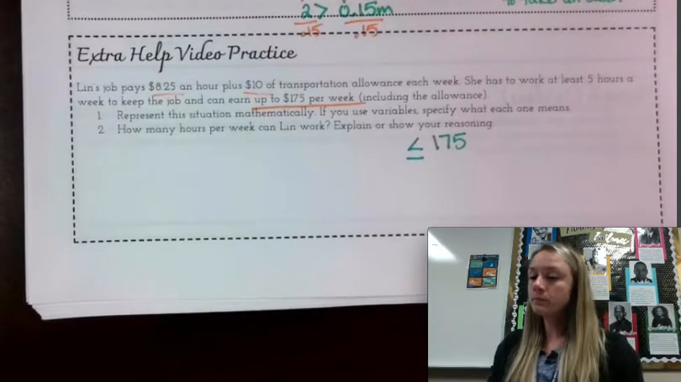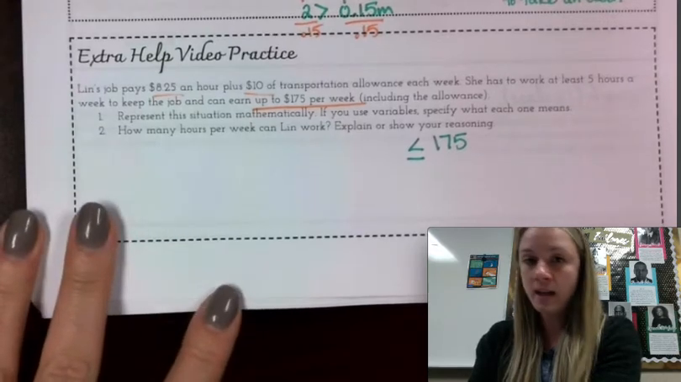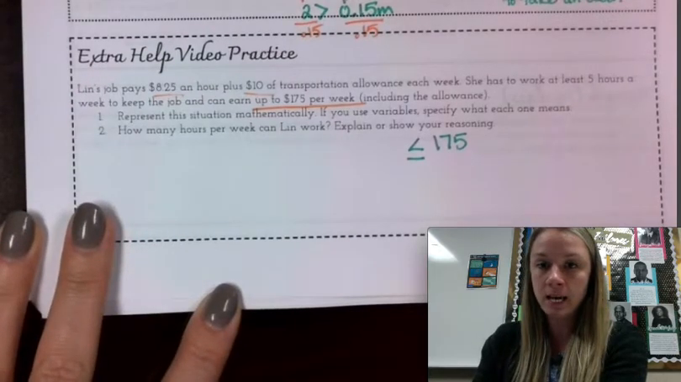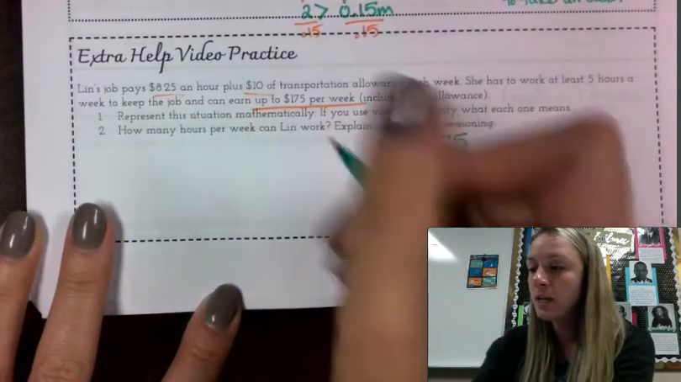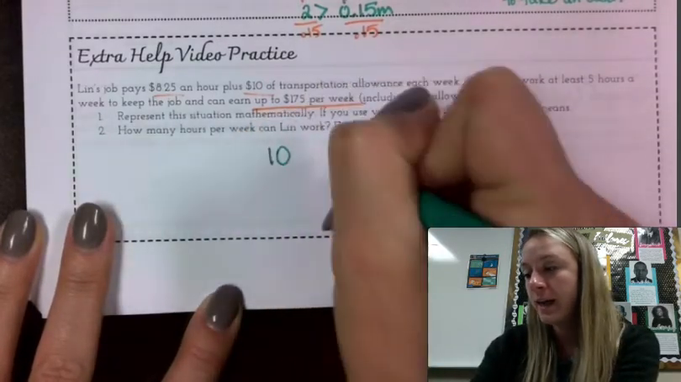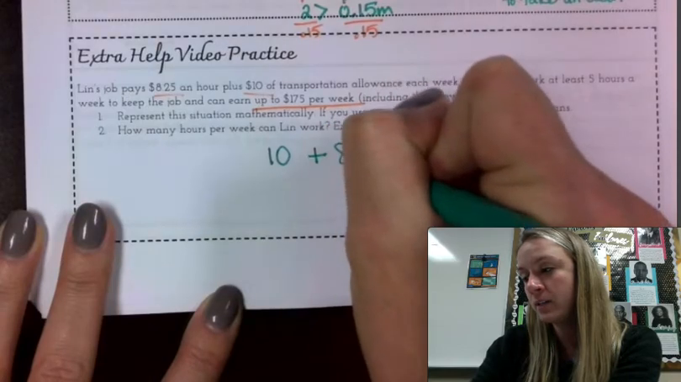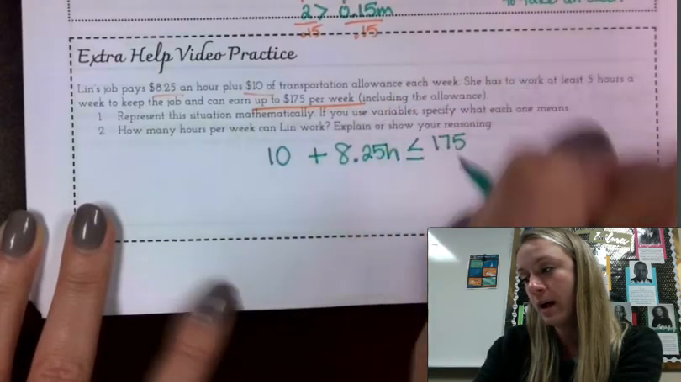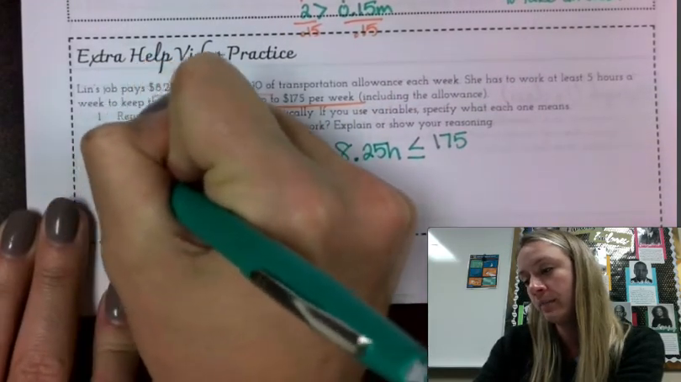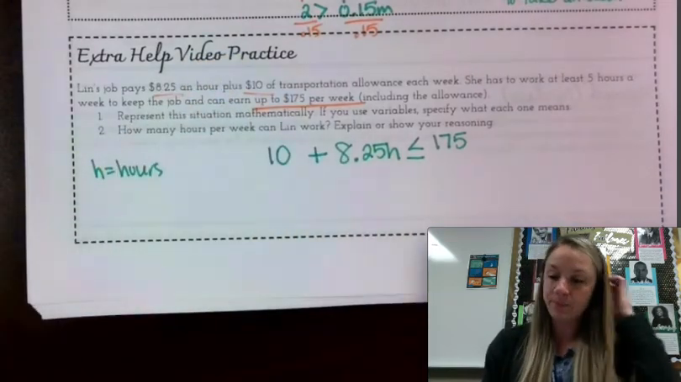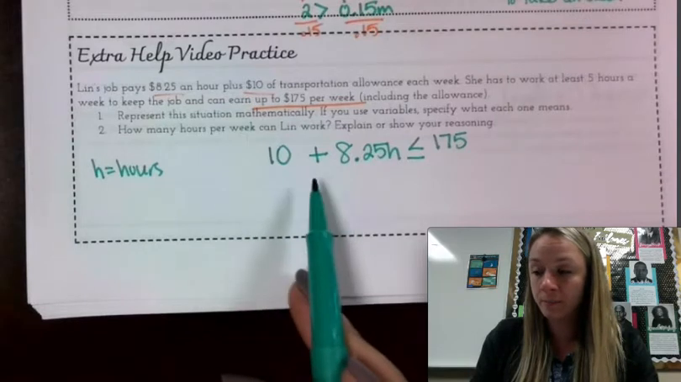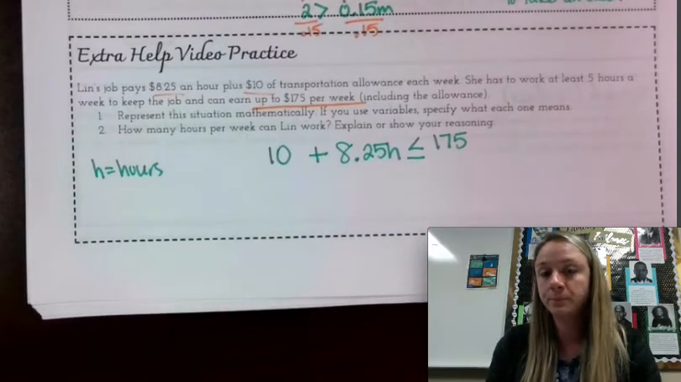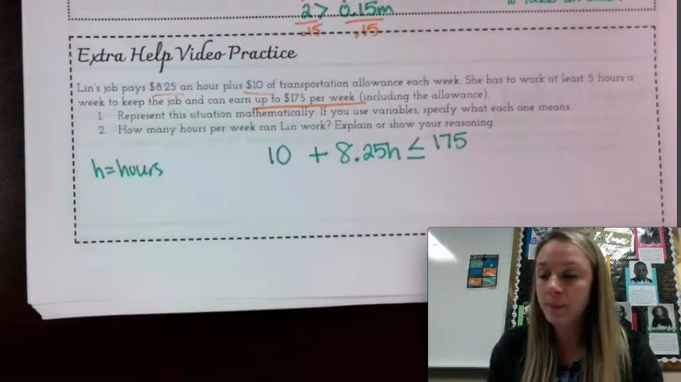So she makes $8.25 an hour plus $10 each week. The base is 10. The $10 doesn't change, so that's kind of like the starting point, and then we're adding on to that $8.25 per hour, and H is the number of hours. If I put the 8.25H first and then plus 10, that would be fine as well. So we represented it mathematically.